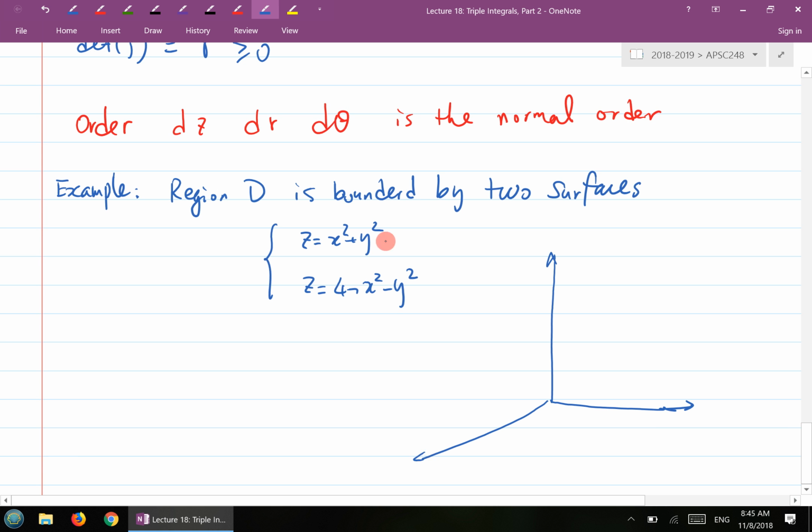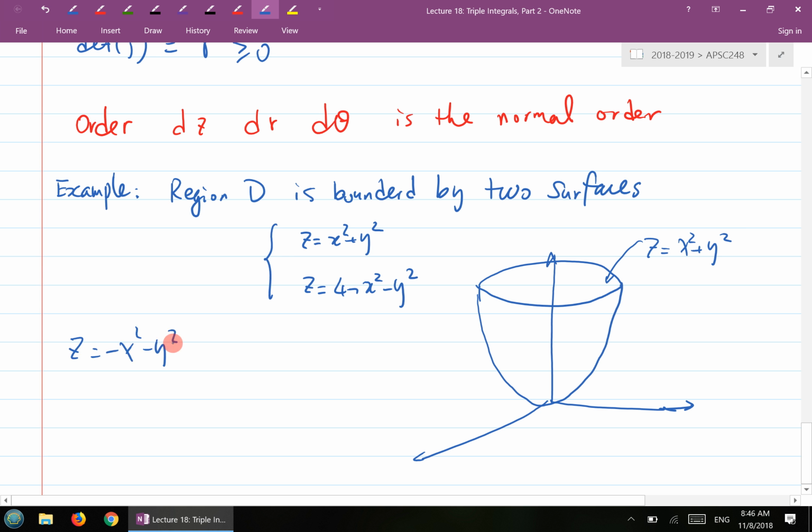And this is a paraboloid, right? We have sketched it many times. So you can sketch this paraboloid out. That's one of the surfaces. The other surface is 4 minus x squared minus y squared. If I don't have the 4 here, let's say I just have z equal to negative x squared minus y squared, this is literally just the opposite, the mirror of this paraboloid.